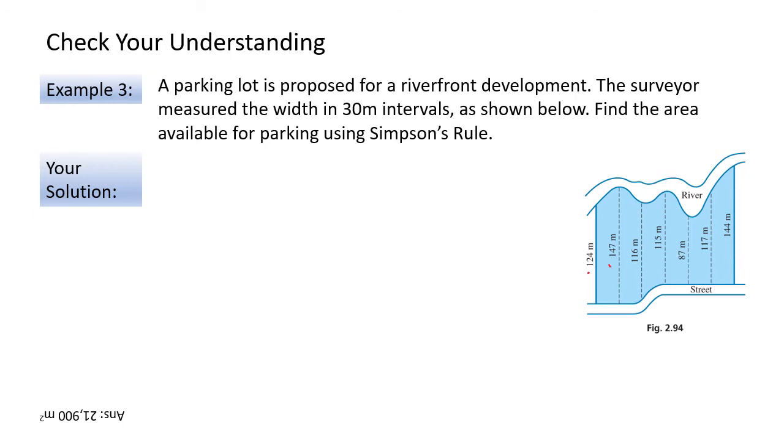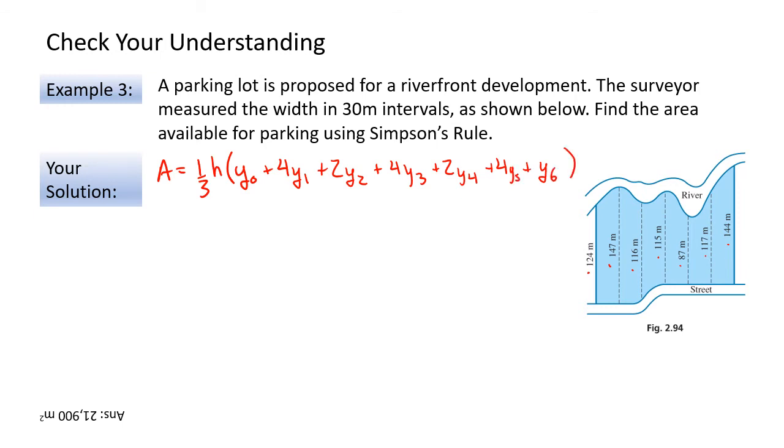In this case, we have 7 measurements. We'll start at point 0, and we should get to y6. So our area is equal to 1/3 times our height times our first measurement, y0, plus 4 times our second measurement, 2 times our third measurement, 4 times our fourth measurement, 2 times our fifth measurement, 4 times our sixth measurement, and then just our final measurement. Let's say 4 times y5 plus y6. Again, we started at 0, so we're going from 0 to 6, and we actually have 7 measurements here.